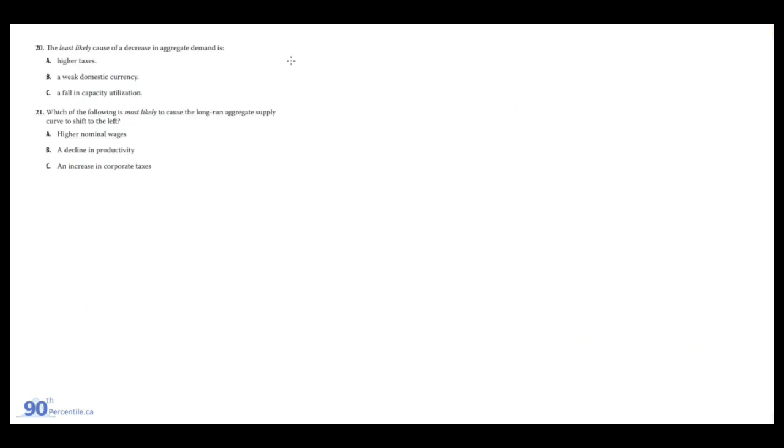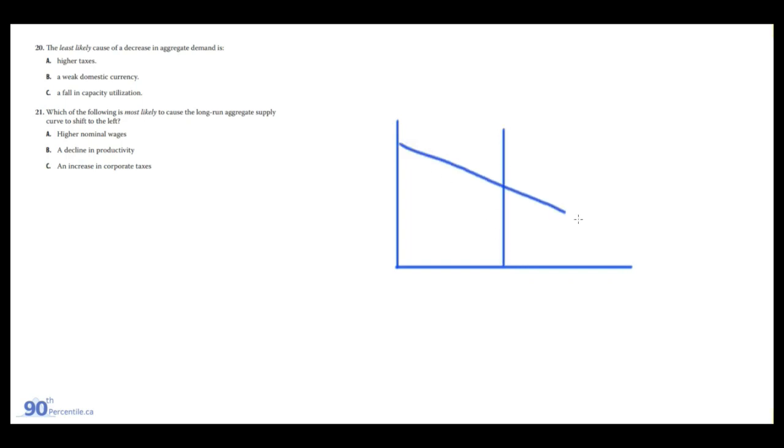Here we have two questions that are talking about the causes of those shifts that I just described. So the first one: the least likely cause of a decrease in aggregate demand. So it would be, once again, something like this. We have long run supply here, aggregate demand like this, aggregate supply like this. So this is LRAS, short run aggregate supply here, and aggregate demand here.